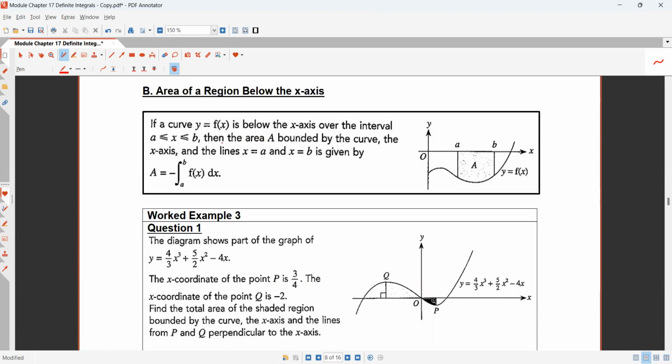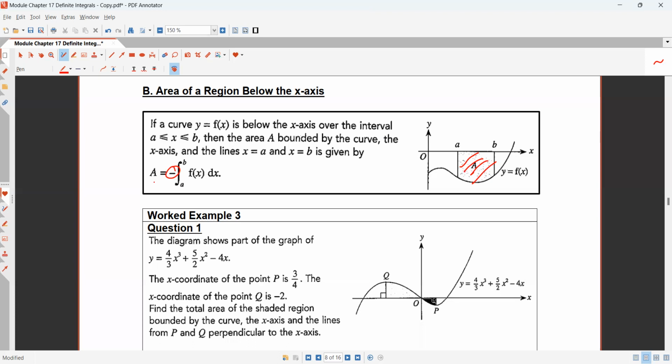Okay, next one. This is what I told you just now. If the shaded region you want to find is under the x-axis, then your formula is still the same, but you need to put a negative there. Why we need to put the negative is because if you don't, when you do the integration and substitute the value, in the end your answer will be negative. You can also shift A and B in order to remove the negative number.